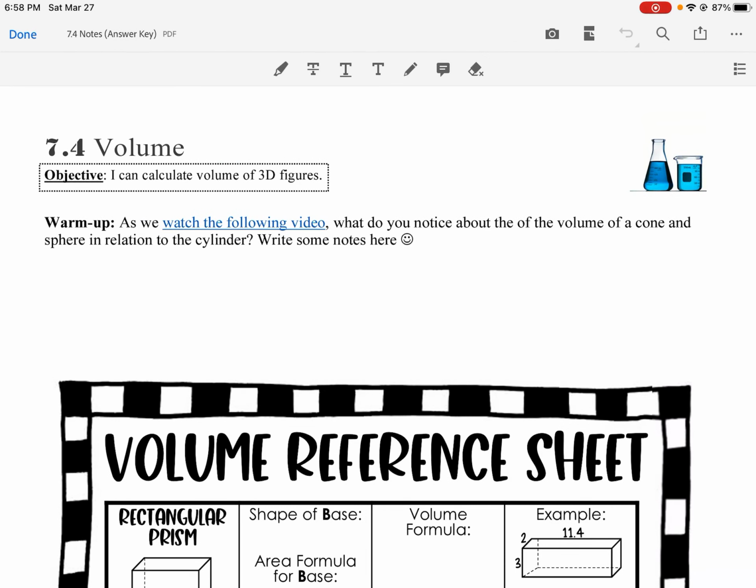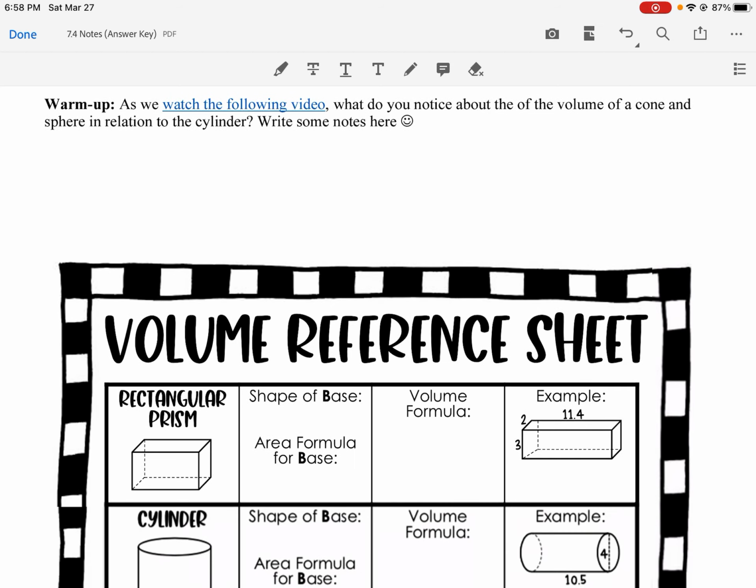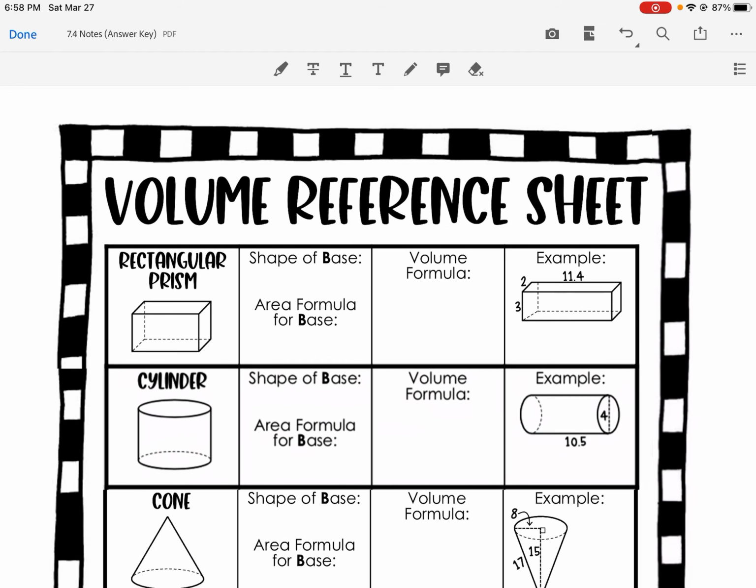Okay, today we're going to be looking at the volume of 3D figures, which makes sense. Volume is three-dimensional. There's a great video here if you click on the link that shows you where the volume formula for a cone and a sphere come from and how it relates to a cylinder. So feel free to do that and watch some notes. I'll go ahead and just move on to this part.